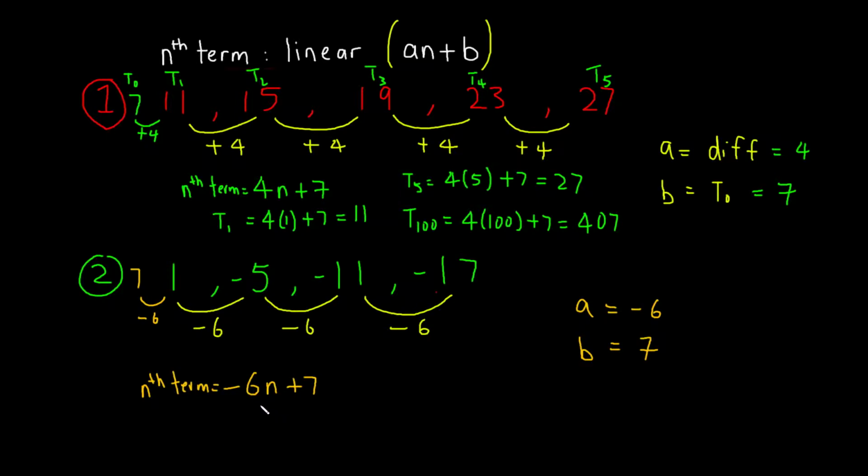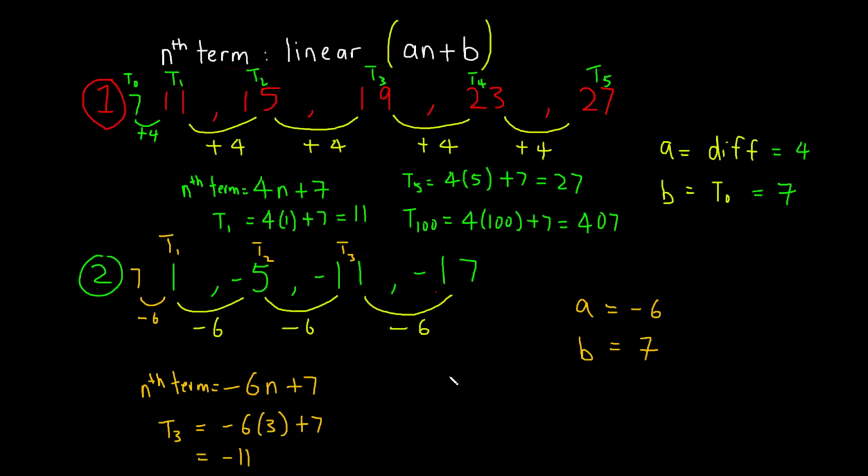Okay, now if you want to check your answer again, let's say this is term 1, that's just now term 2, term 3. If you want to check your answer, just put any number into it. Let's say we want to find your third term, which is supposed to be negative 11. Negative 6 times 3 plus 7 will equal negative 18 plus 7, negative 11.